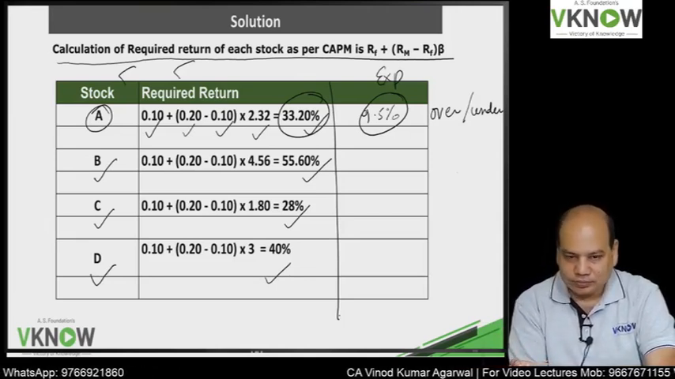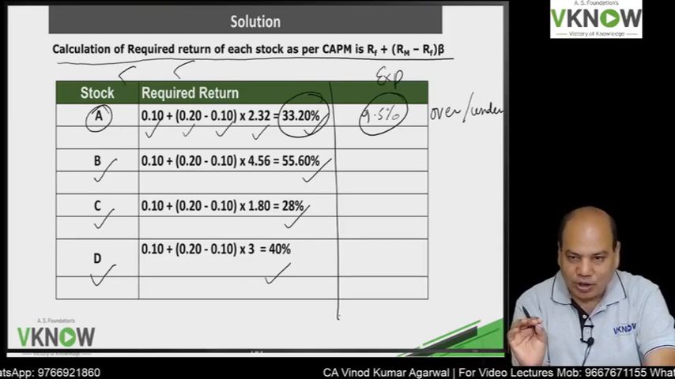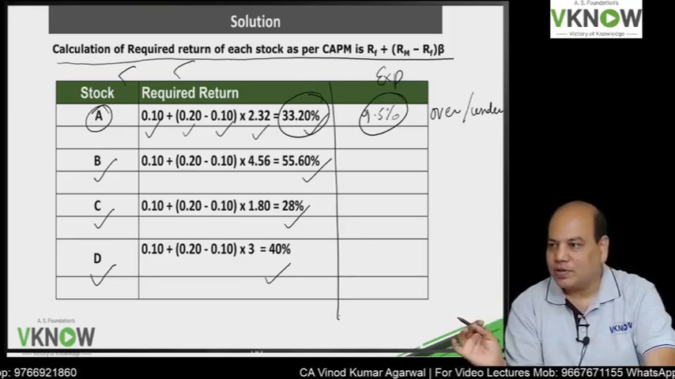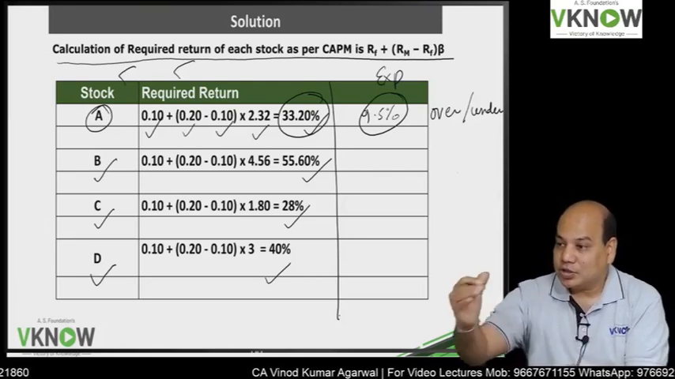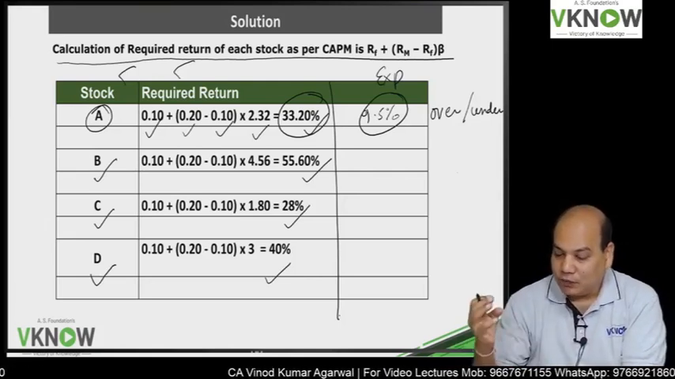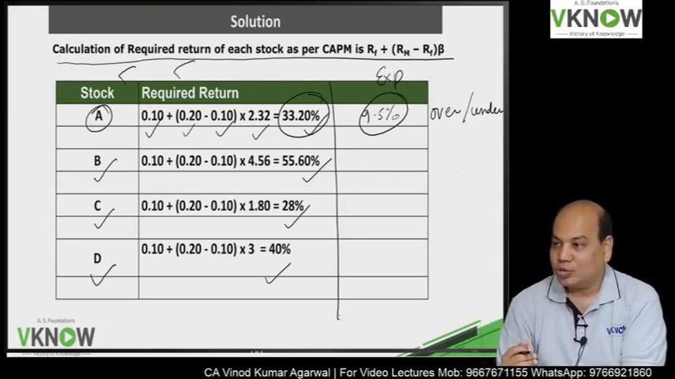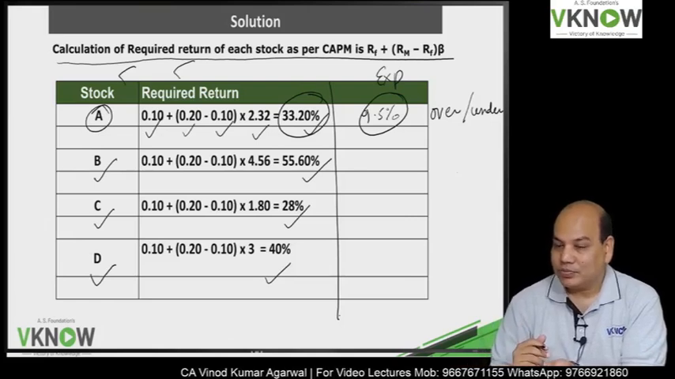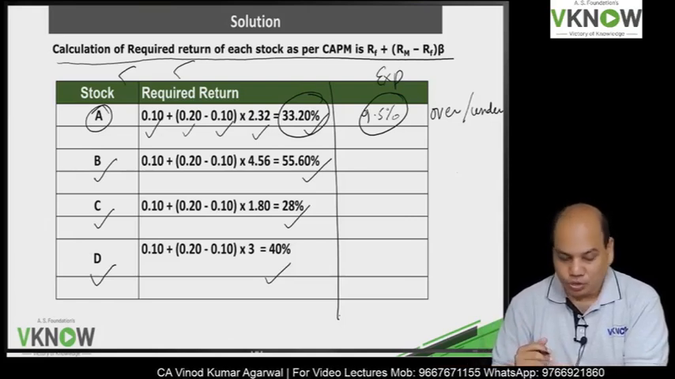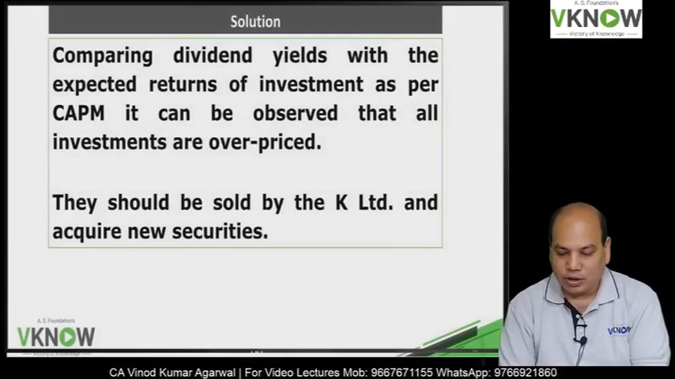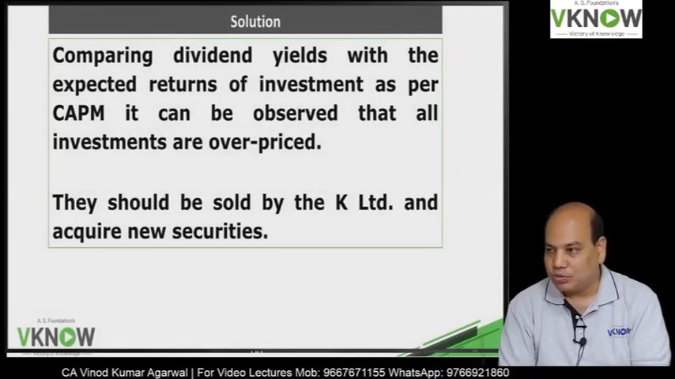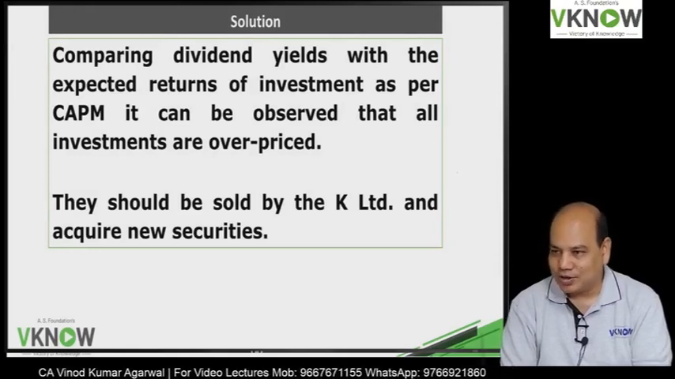Is it right? Expected return is based on the actual price available in the market. If I buy at this price, this is the return I will get. And if you are getting less return, you are buying it expensive. So it's overvalued. So all of them are overvalued, and all of them need to be sold and you need to purchase other securities.